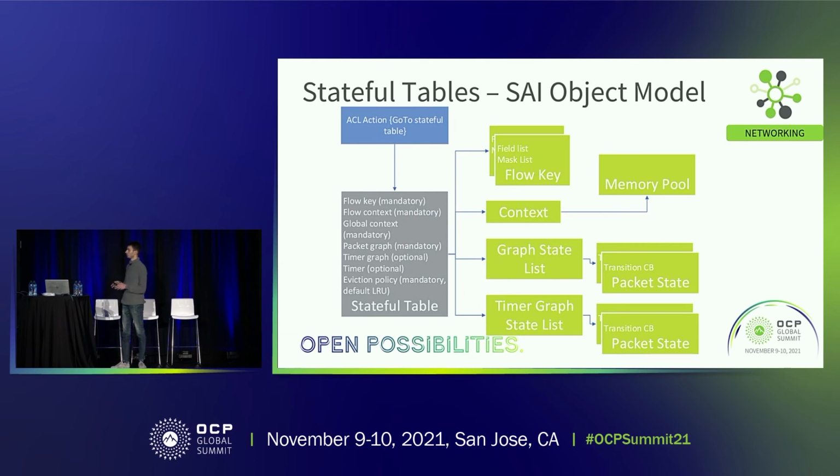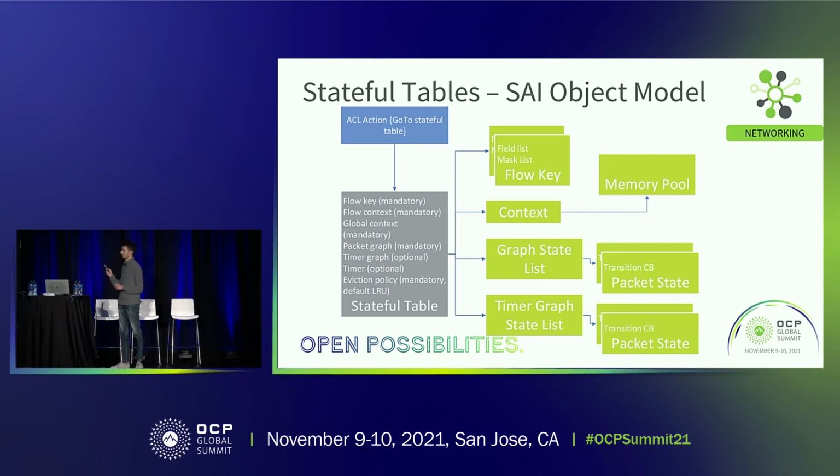So what we're trying to do right now, we want to define this kind of object model for SAI that will give you all the building blocks like we have today with the ACLs. You can define key, you can define actions, and so on. We want to come up with this object model for the stateful tables that will allow you to bring all these pieces together and basically have your network function running on your network device, on the DPU.